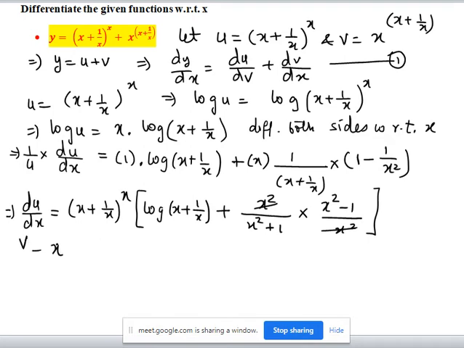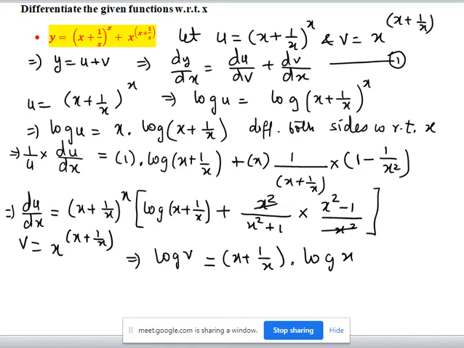v is x raised to the power x plus 1 over x. Apply log on both the sides. We get log v is equal to, I am using the law of log directly here. See, the right hand side will be of the form log m to the power n, so it can be written as n log m. So the exponent of this term will come in front and it will multiply with log of this base. So I have clubbed two steps. Now we are ready for differentiation.